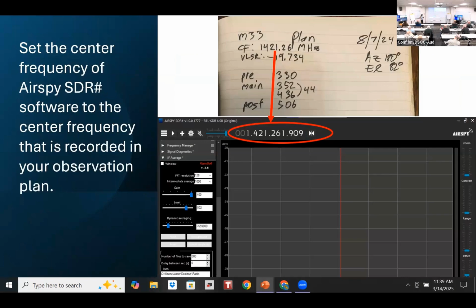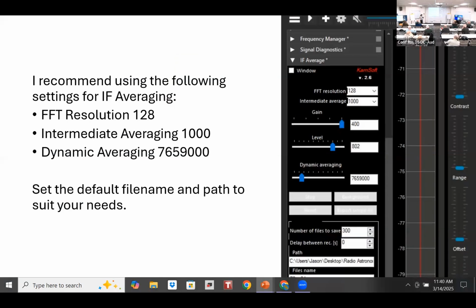Then I use the Airspy SDR# software with the IF averaging plugin. I set up my center frequency to match my plan, and then I use these settings, which I found work well for extragalactic observations. I set my FFT resolution to 128 bins, I set my intermediate averaging to 1,000, and I use a dynamic averaging of 7,659,000 counts, which gives me around 4 to 5 minutes of integration time per snapshot. So each of my data files has about 4 or 5 minutes of integrated time.